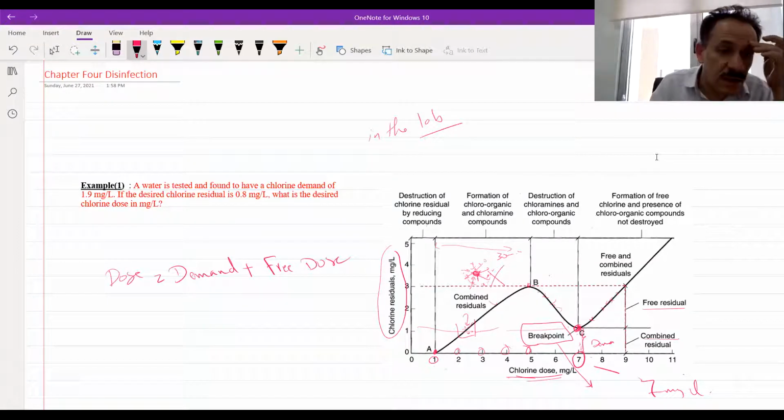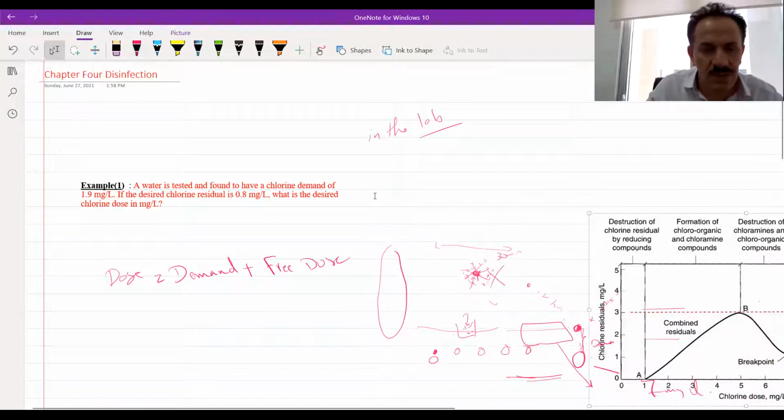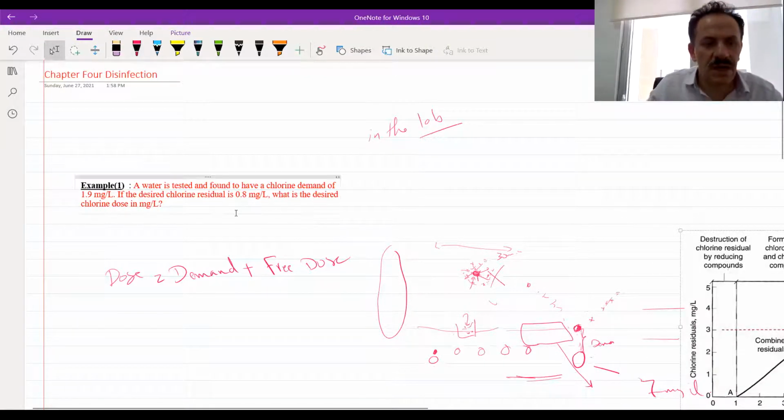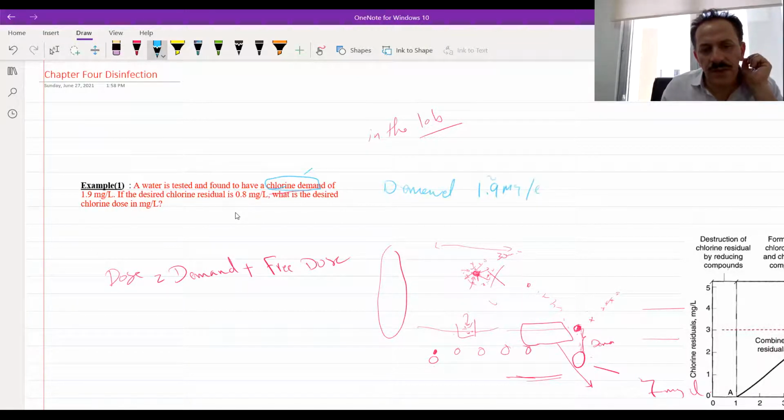For example, let's say the water is tested and found to have a chlorine demand. Means that the chlorine demand was for what? For killing bacteria. So the demand means we need 1.9 milligram per liter. 1.9 milligram of chlorine was required to kill the bacteria in 1 liter of water.